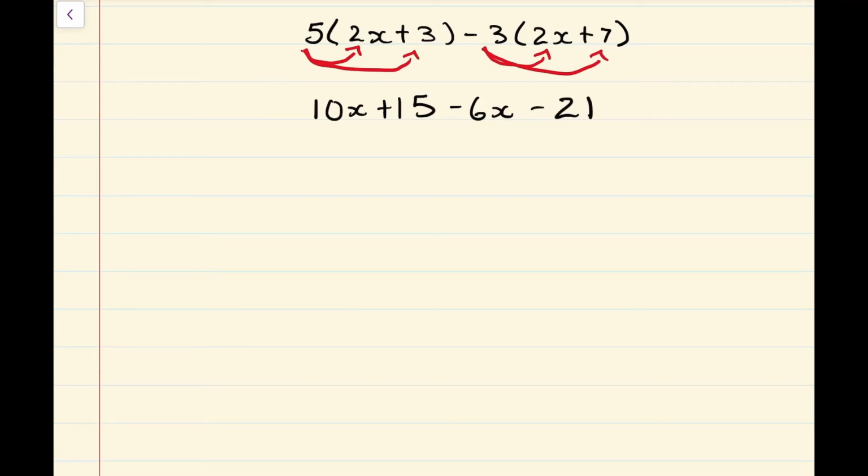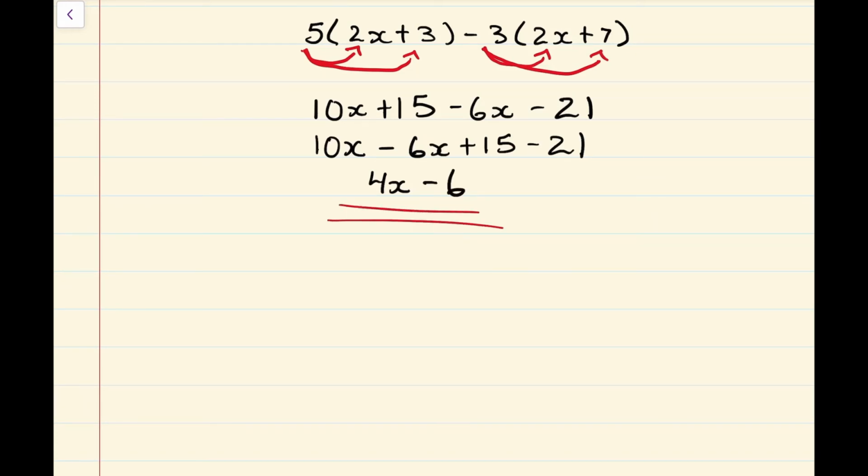Okay, and so now we are going to group like terms so that we can simplify. So we'll have 10x minus 6x plus 15 minus 21. Okay, so 10x minus 6x is 4x, and 15 minus 21 will give us negative 6. And that's basically how we would solve that question.